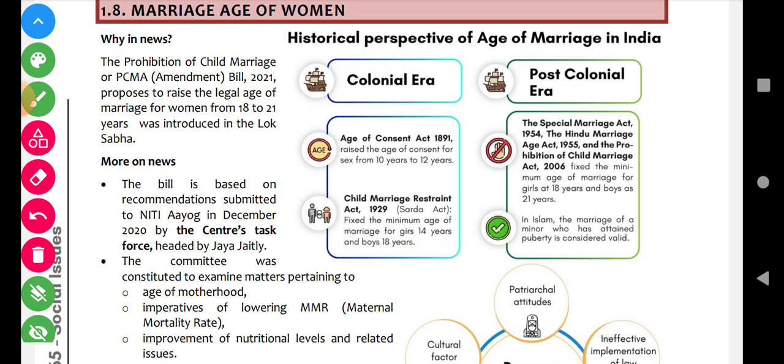And in the post-colonial era, that is the Special Marriage Act, the Hindu Marriage Act, and the Prohibition of Child Marriage Act 2006 fixed the minimum age of marriage for girls at 18 years and boys at 21 years. And in Islam, the marriage of a minor who has attained puberty is considered valid.